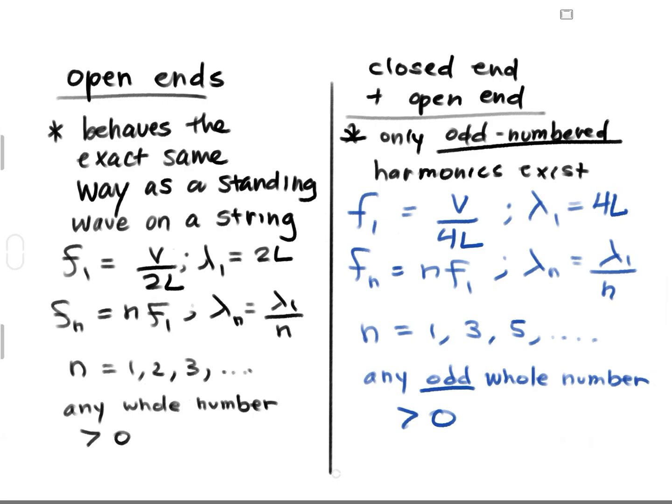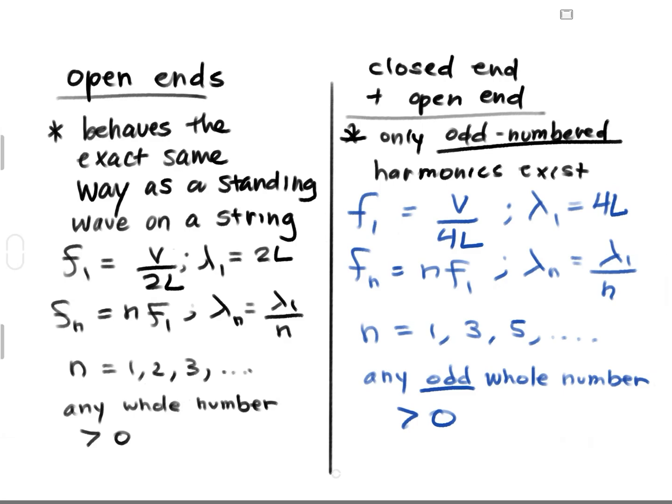When you have 2 open ends, you have all the possible harmonics. The fundamental frequency is the speed over twice the length of the column. And the fundamental wavelength is twice the length of the column. When you want to find the next number of harmonics over, you multiply by the number of harmonics that you have. And the associated wavelengths are the fundamental wavelength divided by the number of harmonics.